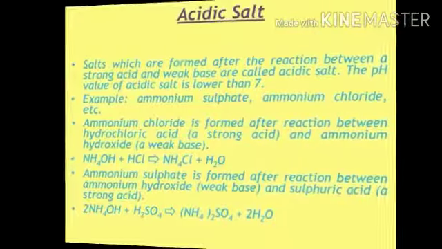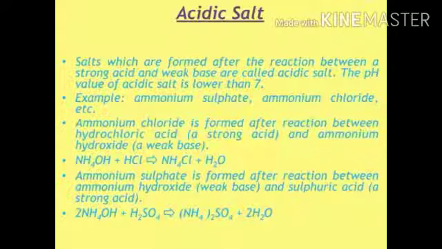And acidic salts are formed after the reaction between a strong acid and a weak base. The pH of an acidic salt is lower than 7. For example, ammonium sulfate, ammonium chloride. Ammonium chloride is formed after the reaction between hydrochloric acid, a strong acid, and ammonium hydroxide, which is a weak base. Similarly, ammonium sulfate is formed after the reaction between ammonium hydroxide, a weak base, and sulfuric acid, which is a strong acid.